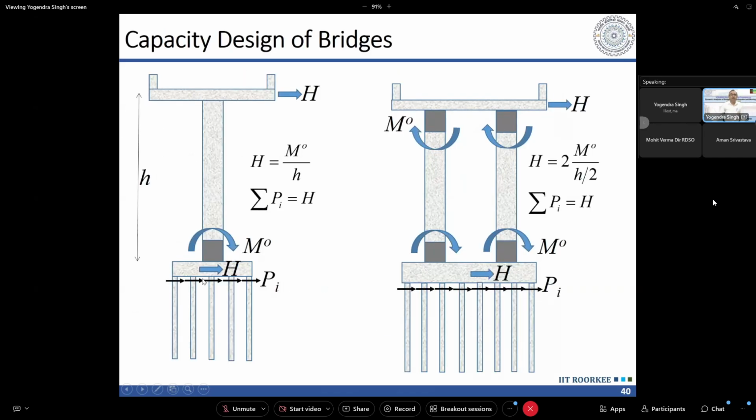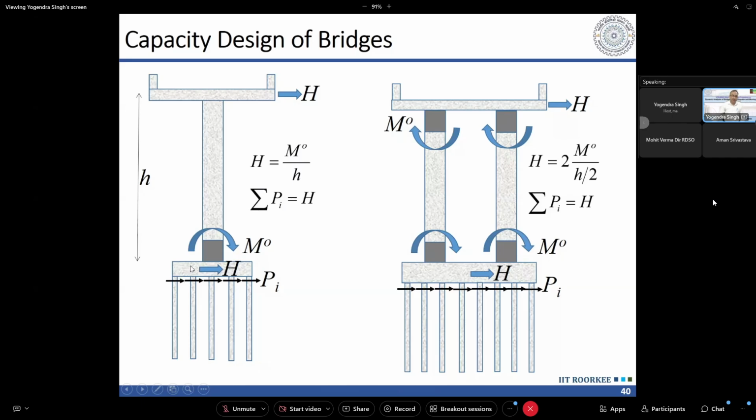So in case of a single pier, the plastic hinge can form at the base. Let us say the reinforcement and size that we have provided gives us a moment capacity M naught. Then the maximum force corresponding to this M naught, we can calculate as M naught by h, where h is the height. So it is acting like a cantilever. Hinges will form at the base alone, and force is just moment divided by h, or moment is just force into h.